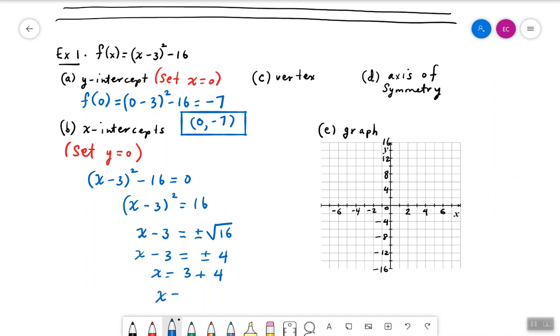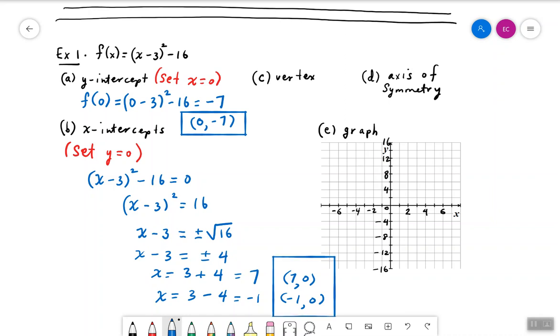3 plus 4 is the first answer. 3 minus 4 is the next answer. X equals 7 or x equals negative 1. And we found the x-intercepts. If we want to write them as ordered pairs, 7 comma 0 is the first one, and negative 1 comma 0 is the second one. And we should be able to box that up.